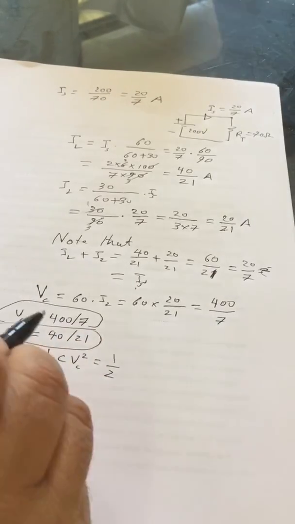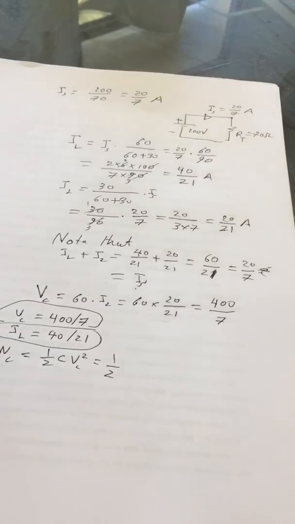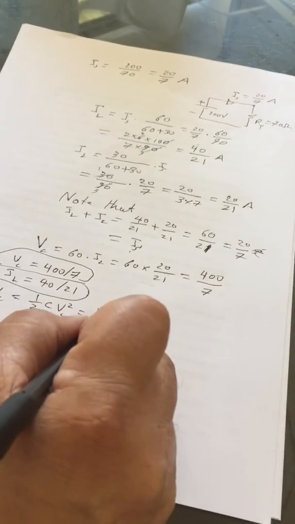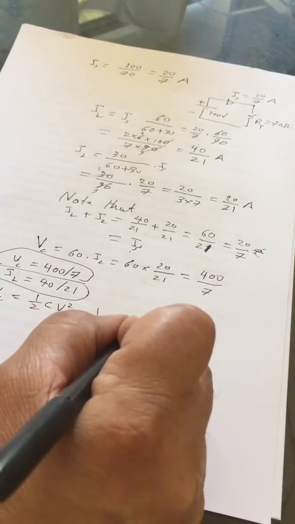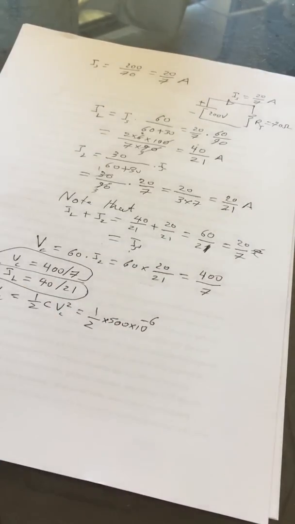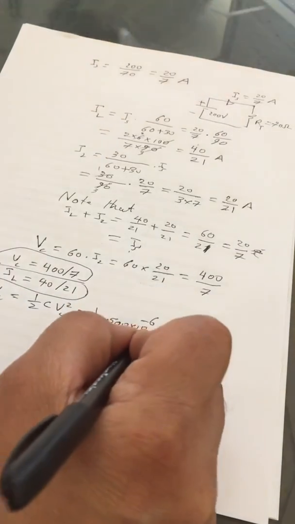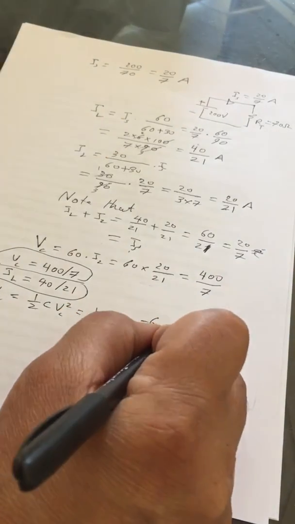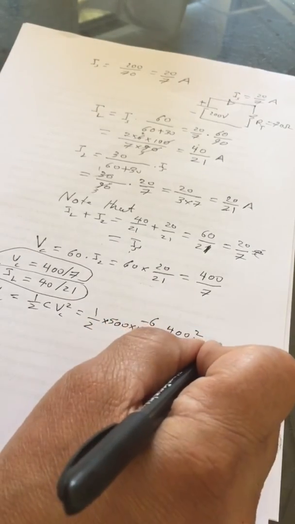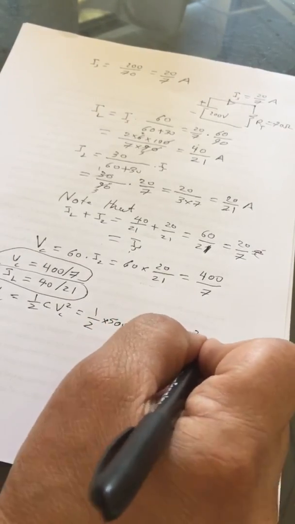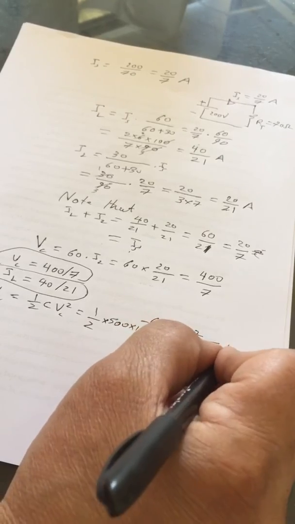Half the value of C, if we go back to the original circuit, is 500 microfarad. So times 500 microfarad, so we multiply by 10 to the minus 6 to convert it to farads, times the voltage we have calculated, 400 over 7, squared. And that will give you the energy in joules.